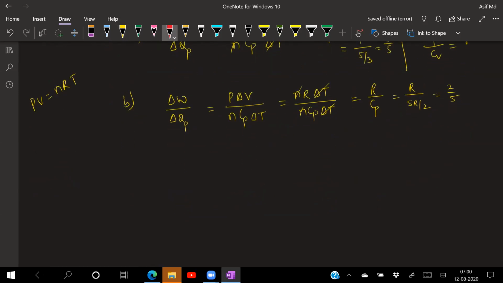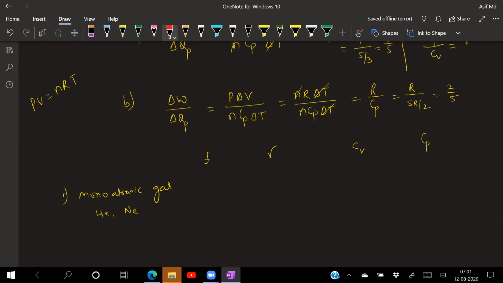I'll make a small box so that it will be comfortable for you. First one: this one is monoatomic gas. If I'm talking about monoatomic gases, like helium, neon, etc., what is the number of degrees of freedom? What is the value of gamma? What is the value of Cv? And what is the value of Cp?